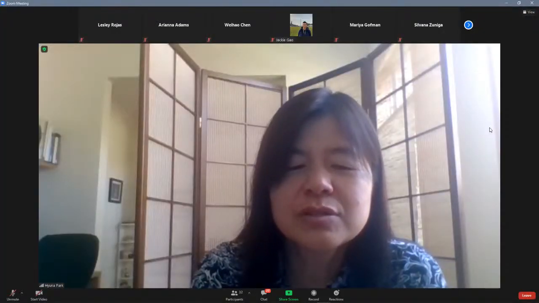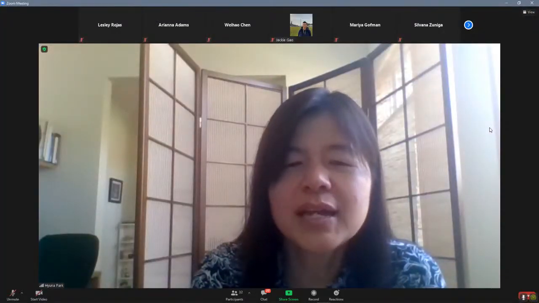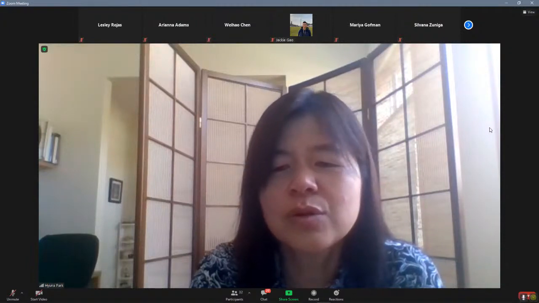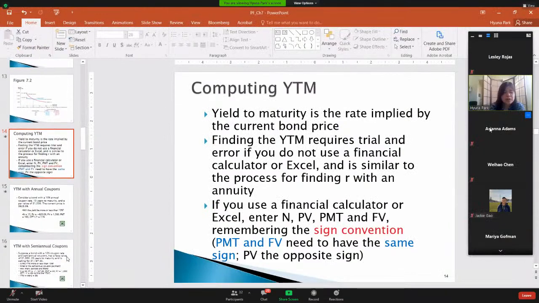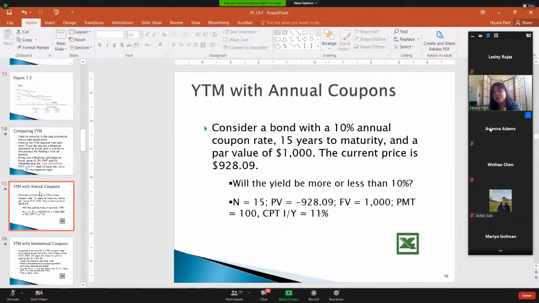Any questions? All right, let's go back to slides. So we have a main numerical exam. Here is a yield to maturity calculation with annual coupon. There is an Excel file that shows an answer. So again, practice on your own and compare with my answer.